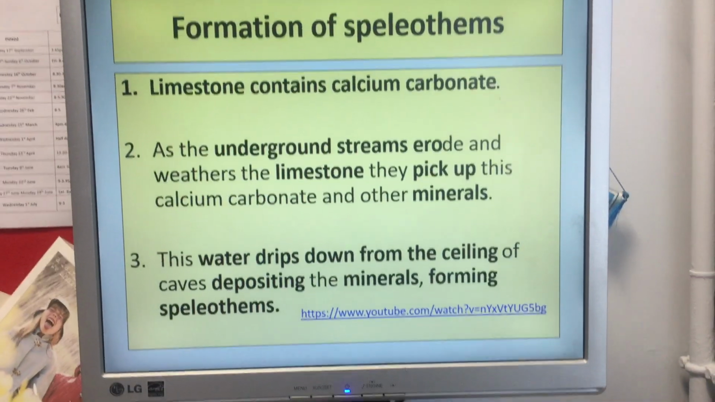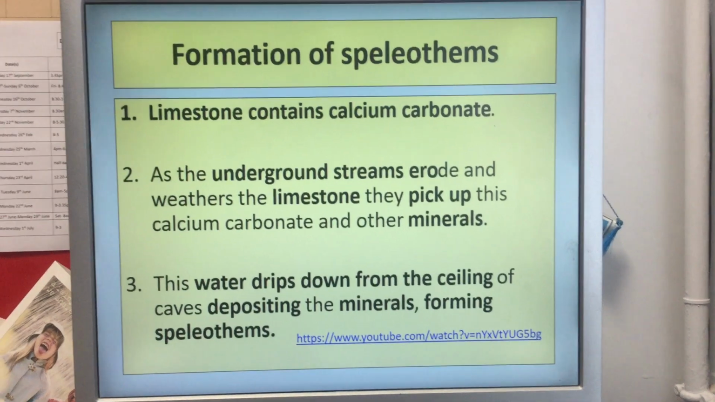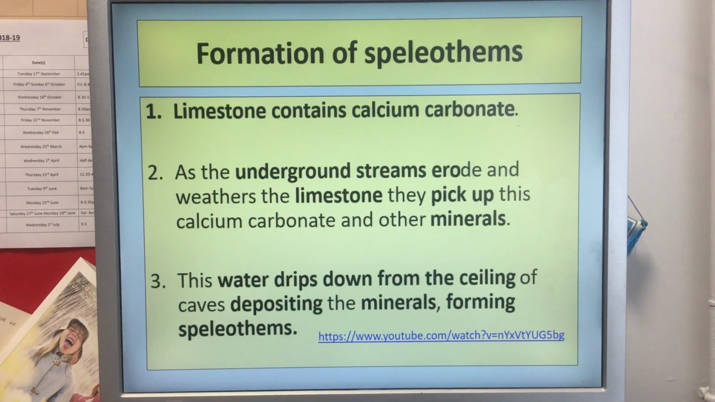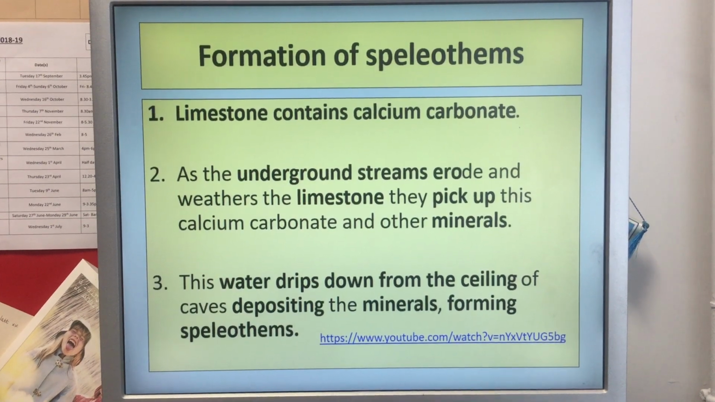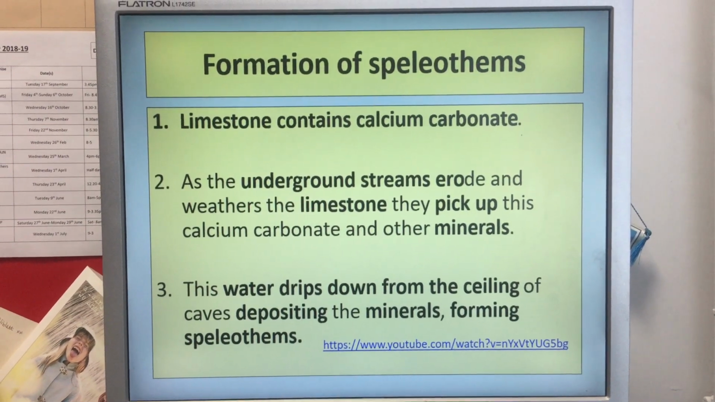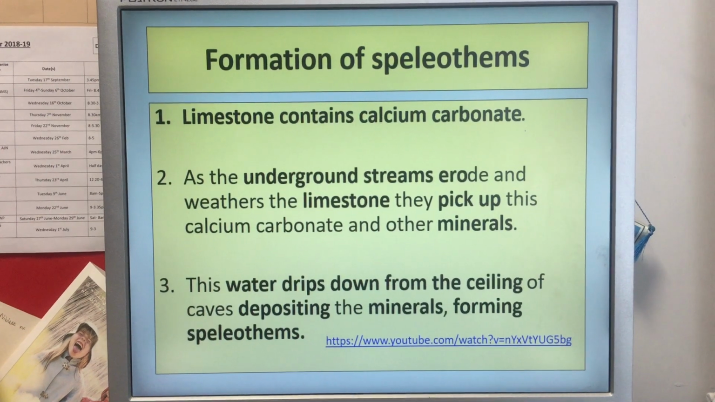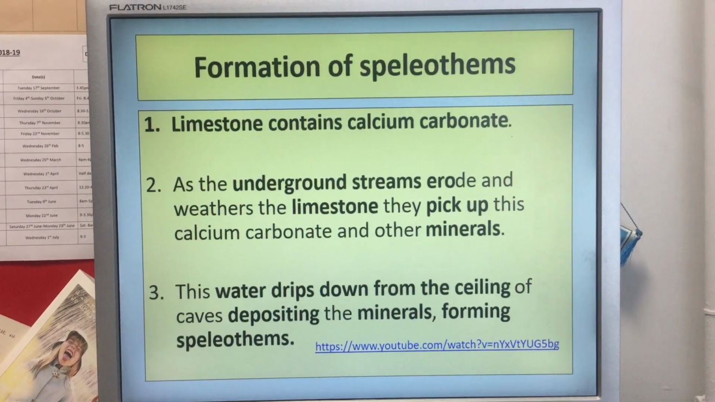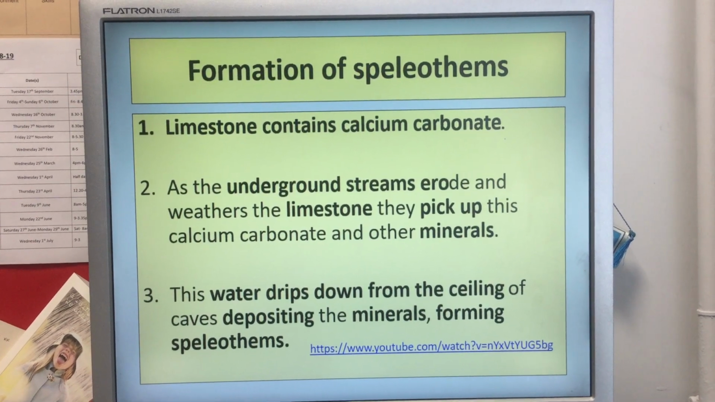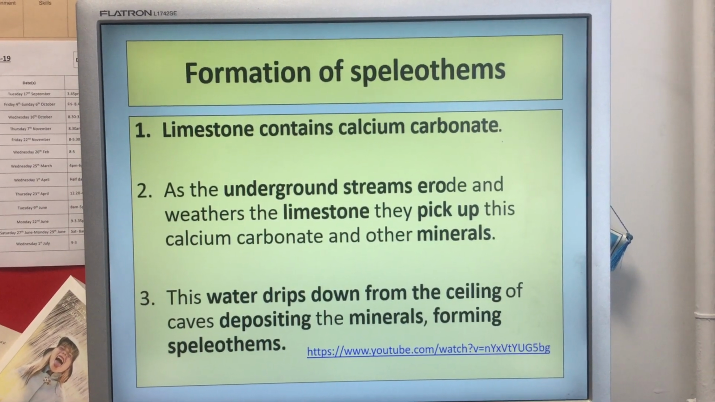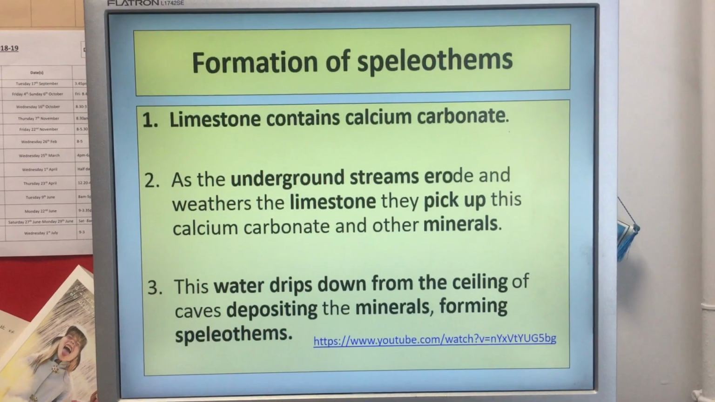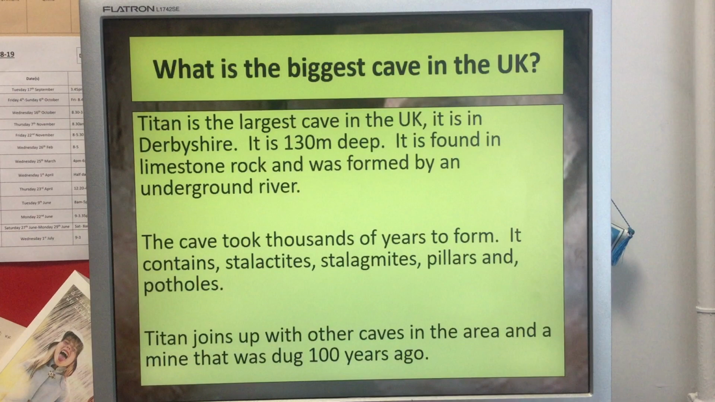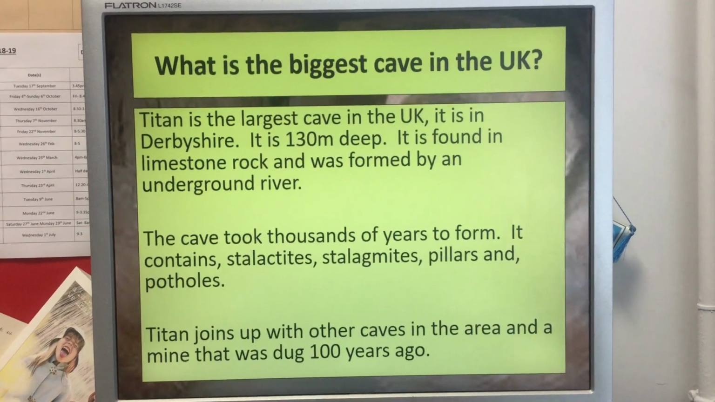The reason we get them is because limestone itself contains a particular mineral, calcium carbonate, and that mineral is picked up as water moves through it. And then if that mineral is left behind from a drip on a ceiling, it can leave behind these unusual features that you get in caves, and some of you may well have seen these features within caves. Again, there's a YouTube clip to watch on this slide with a bit more information about how these things form inside the caves. So that's a little bit about the formation.